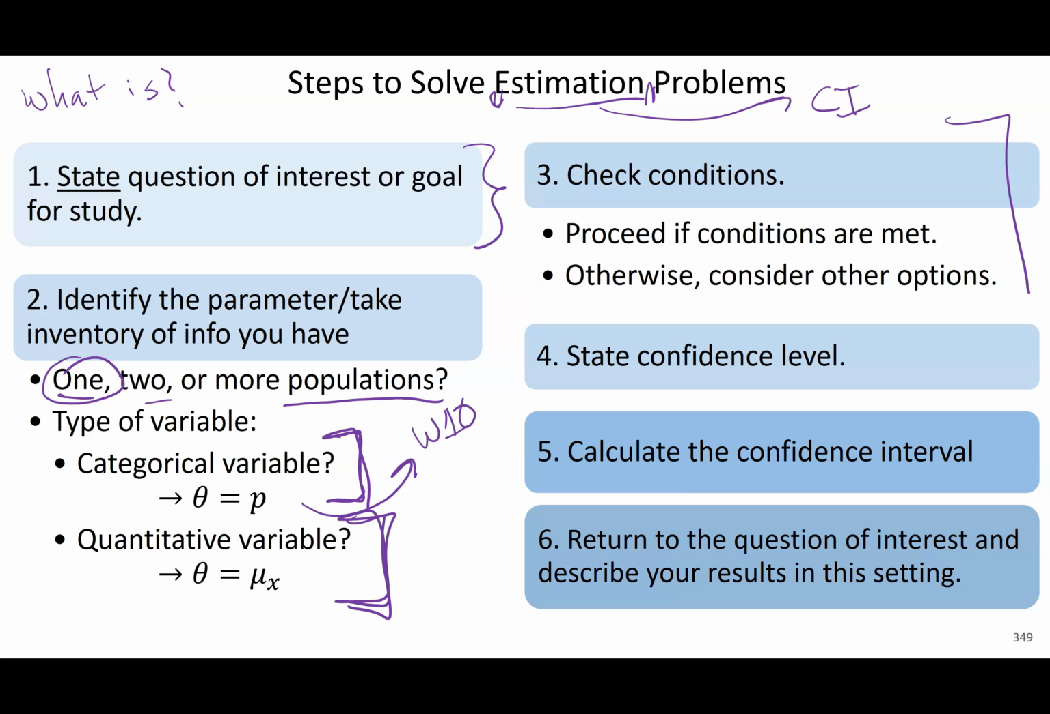So then you want to check the conditions, because you don't necessarily want to use that setup where it's x-bar plus or minus z-star and whatnot if you don't meet those conditions.